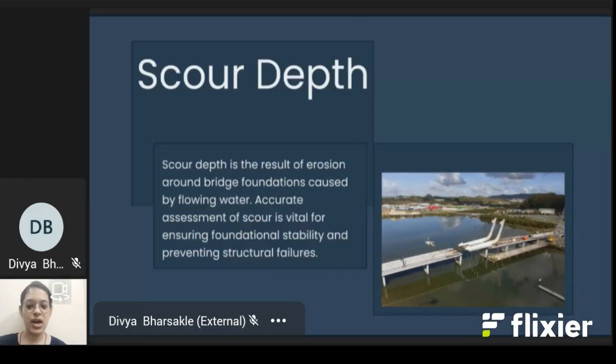The next one is scour depth, and it's basically the result of erosion around the bridge foundation, as you can see mostly in water bodies, and this is vital for ensuring foundation stability to prevent cracks and failures.